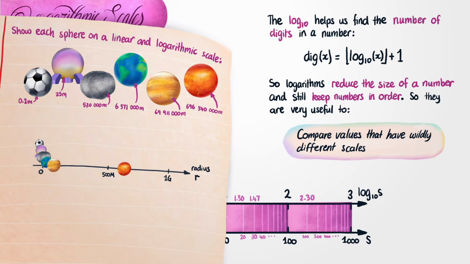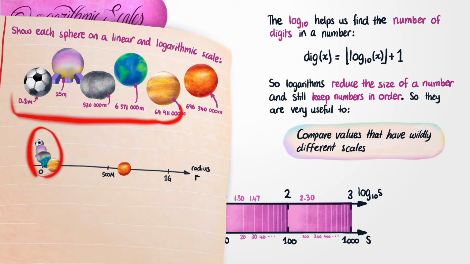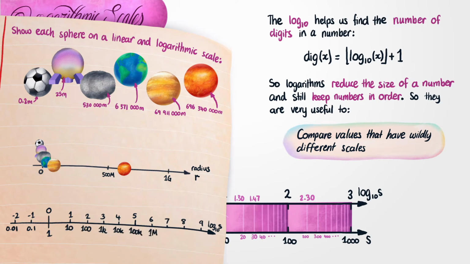So as you can see, all of these spheres just bunch in very, very close to 0, and the only one that really shows up is the Sun. So we can actually fix this by redrawing this on a logarithmic scale. So I've tried to draw the same logarithmic scale that I talked about before.